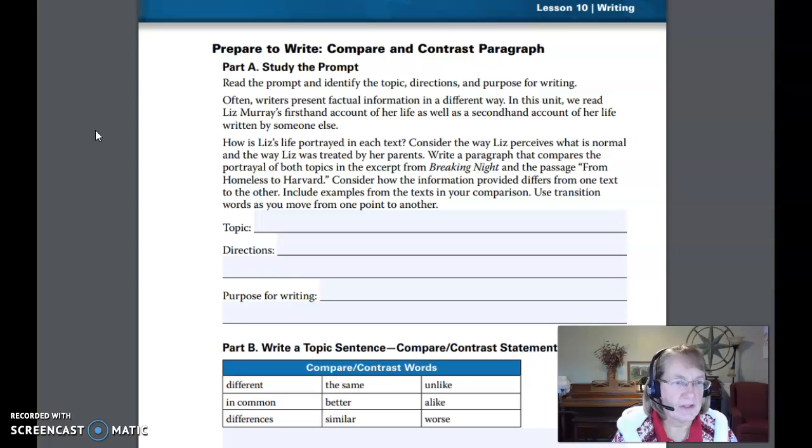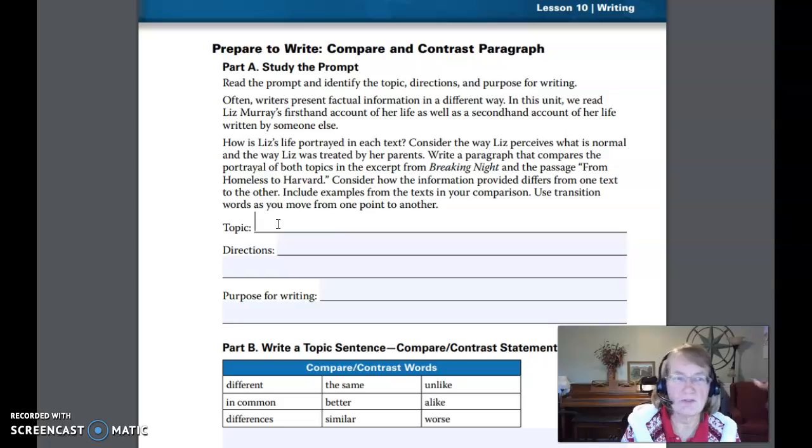Write a paragraph that compares the portrayal of both topics in the excerpt from Breaking Night and the passage from Homeless to Harvard. Consider how the information provided differs from one to the other. Include examples from texts in your comparison, and use transition words as you move from one point to another.